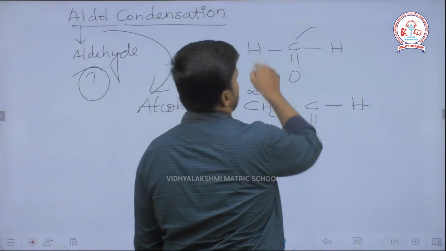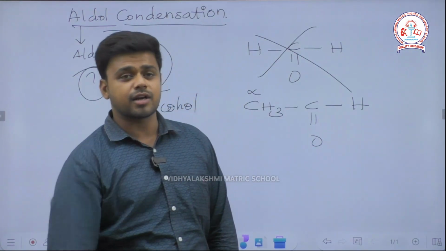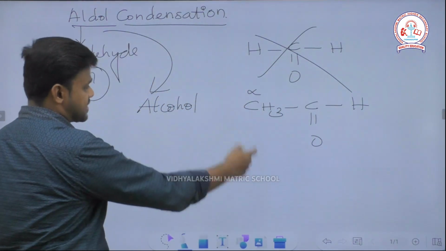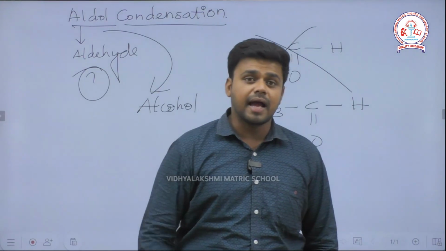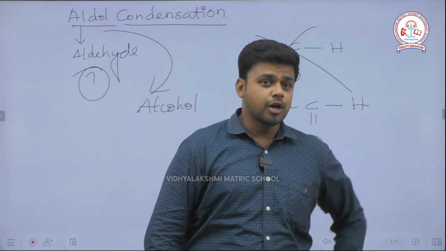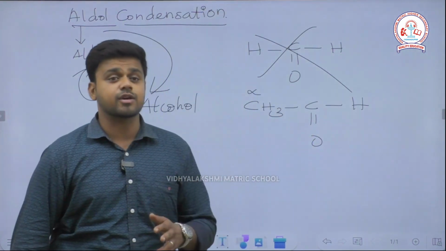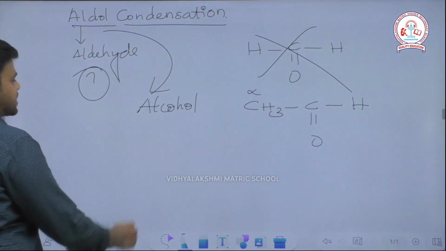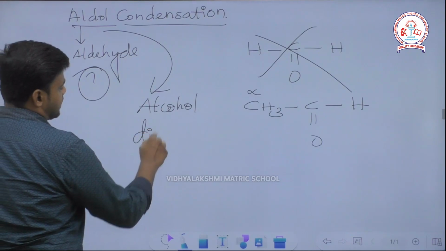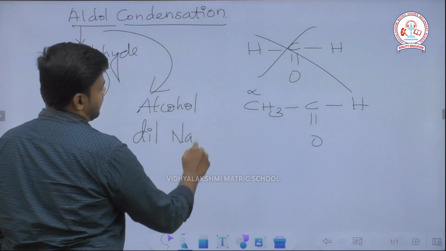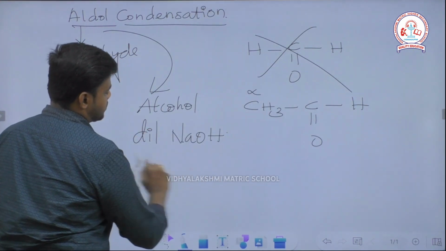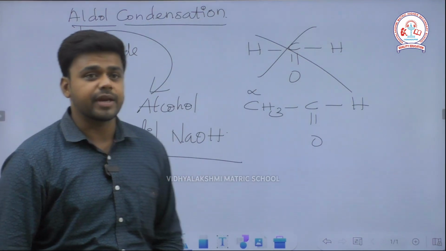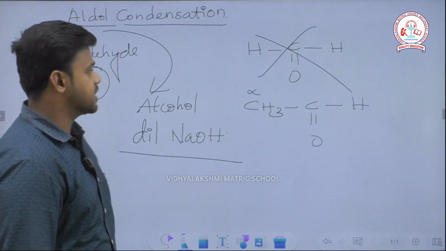Here we do not have the alpha hydrogen, so formaldehyde will not undergo this aldol condensation, but acetaldehyde will undergo the aldol condensation easily, which means two molecules of acetaldehyde will undergo this aldol condensation so that the product can be formed. So this is the condition. The reaction happens with dilute NaOH, so it happens in a basic medium. So this is what we have regarding this aldol condensation.